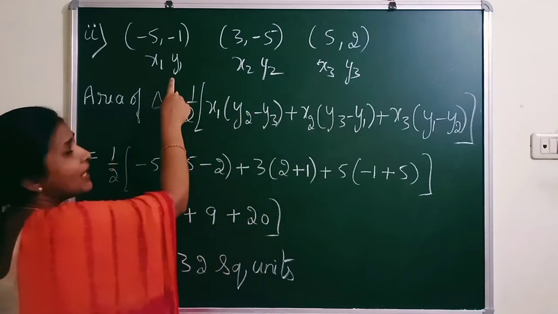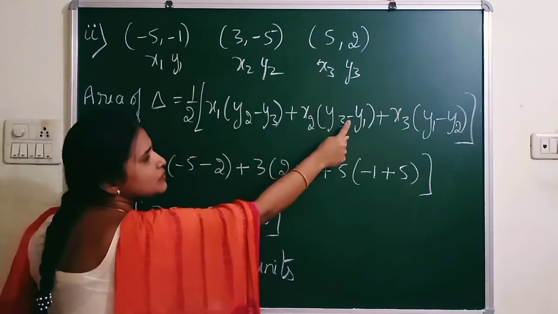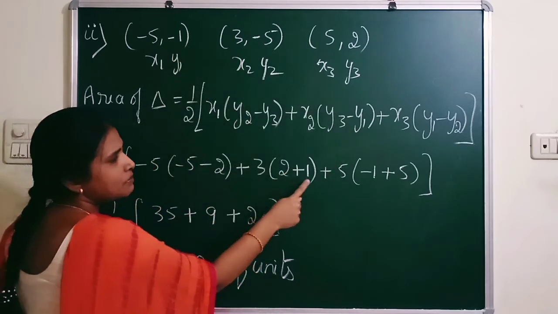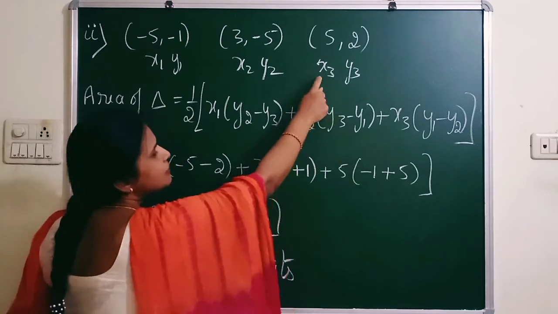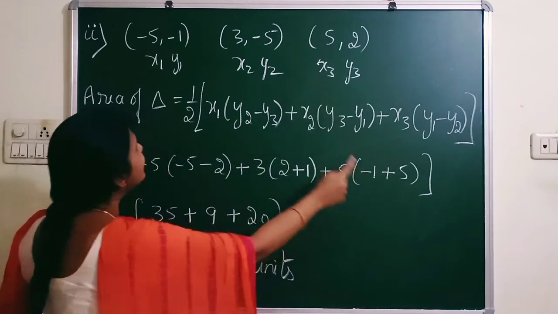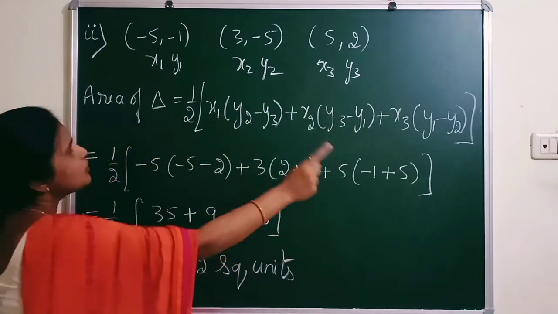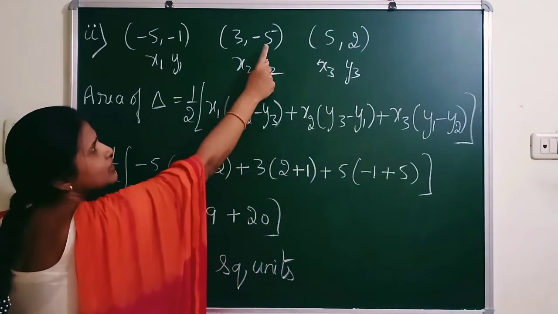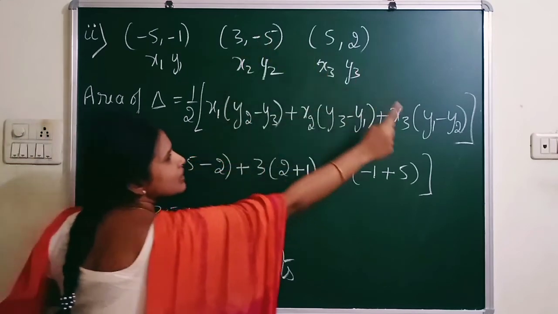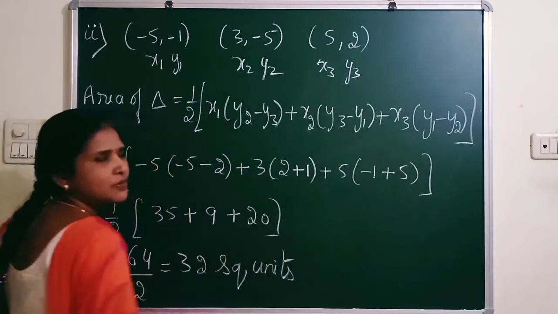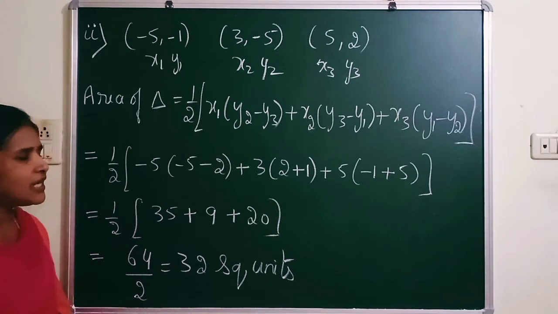What is y1? Minus 1 minus and this minus becomes plus. Plus 1. Plus x3 is 5 and y1 is minus 1 minus y2. Just you can see minus y2. What is y2 here? Minus 5. So minus and here 1 minus. Minus into minus becomes plus. And be careful.